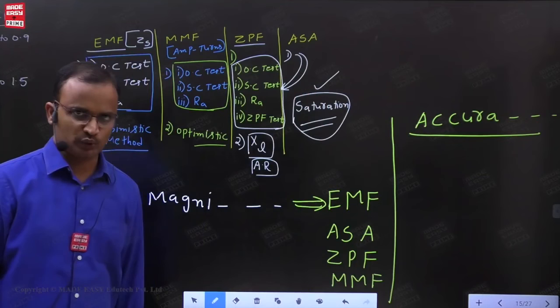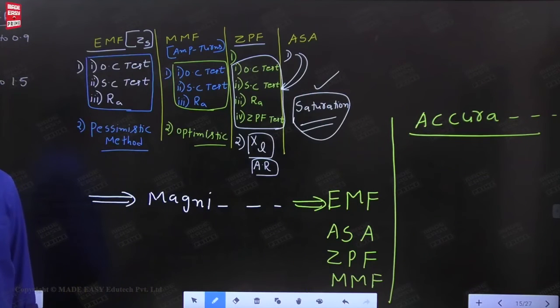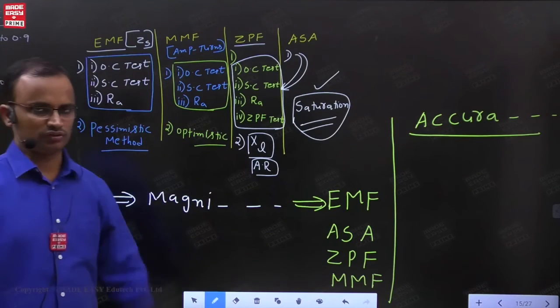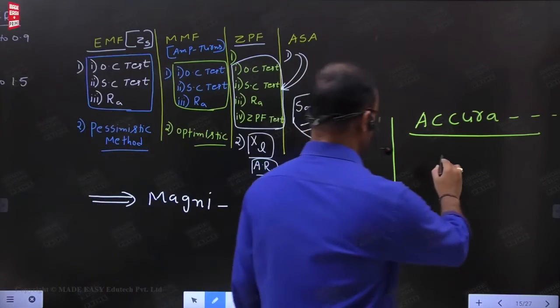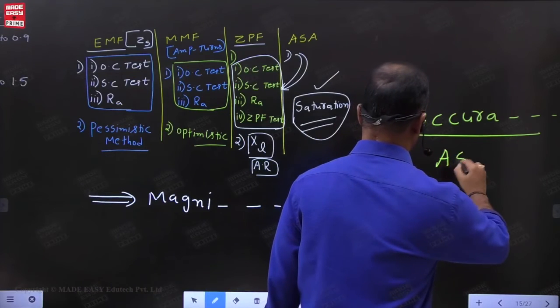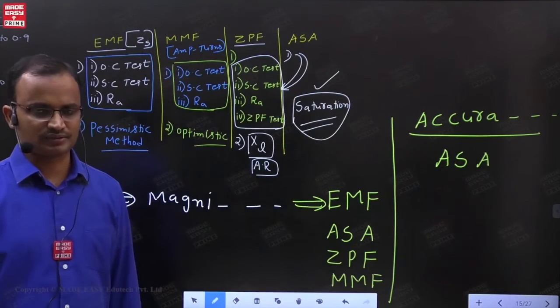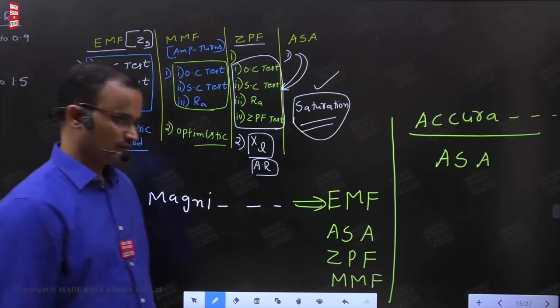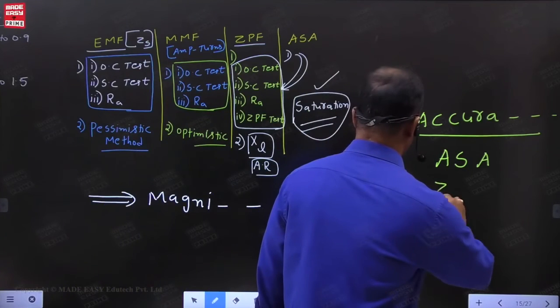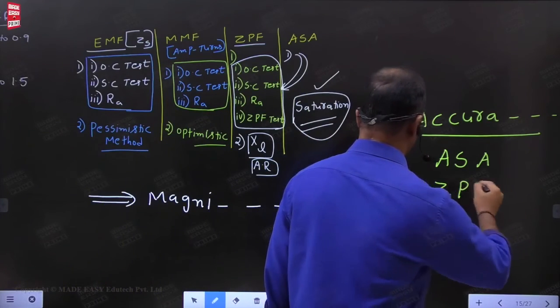Again, from the accuracy point of view, out of all these methods, the ASA method gives the most accurate results. The second most accurate is the ZPF.